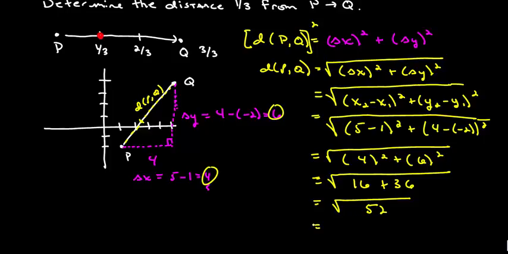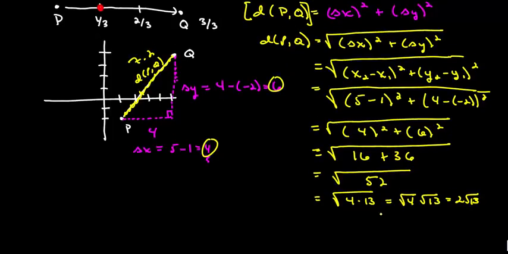Okay, and so if we take 52, we can divide it by 4. So that's the square root of 4 times 13, which is the square root of 4 times the square root of 13, which is 2 square roots 13. That's the length here. So 2 square roots of 13 is going to be 7.2. So this length, this yellow line right here, is going to be 7.2 units. Okay, now the question asked, what is a third of that length?